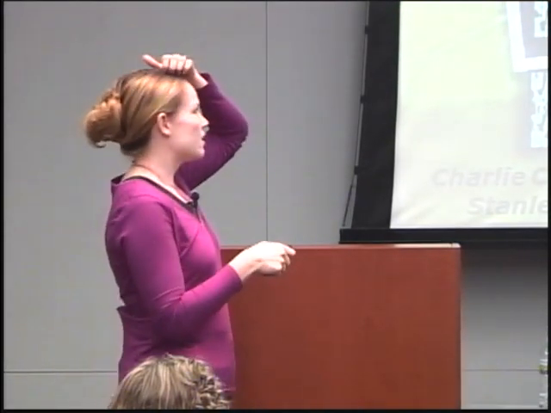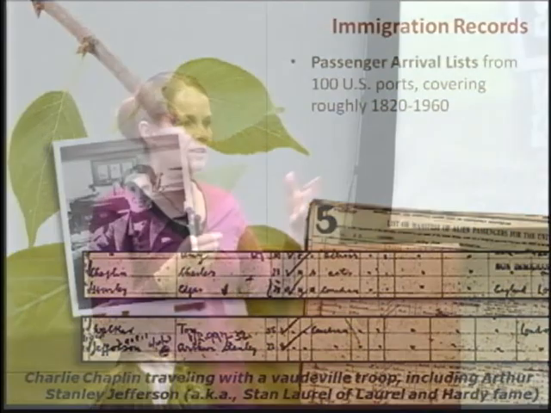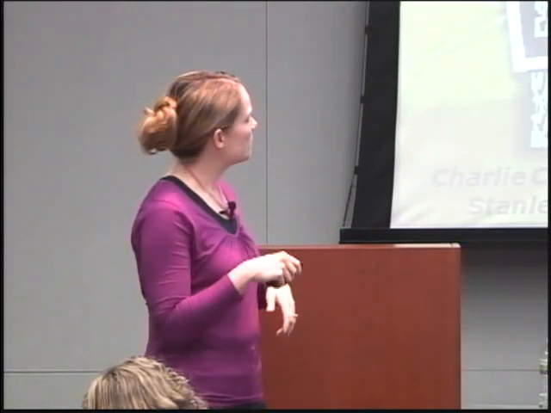So, immigration records. We have passenger arrival lists starting in about the 1830s. Every ship that came into the United States was required to have a list of every single passenger on board, much like when we take an airplane ride today. So every ship coming into the United States must have a passenger list.